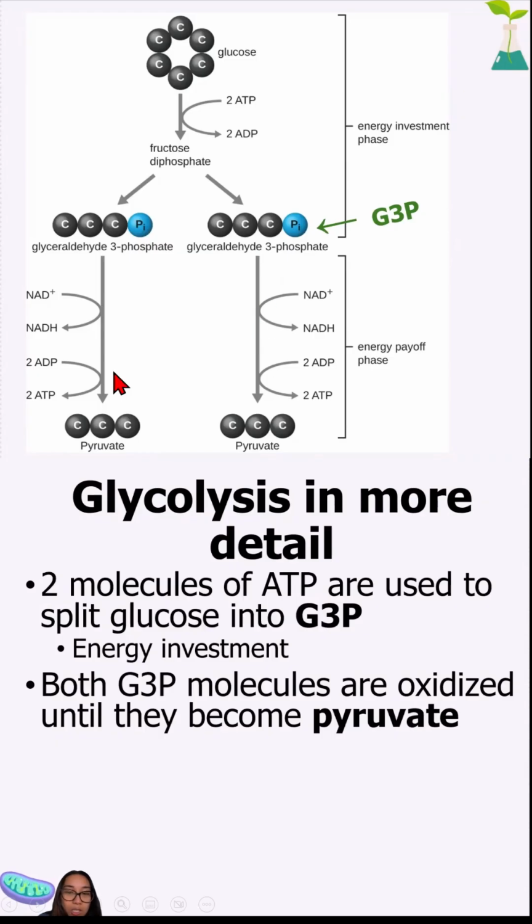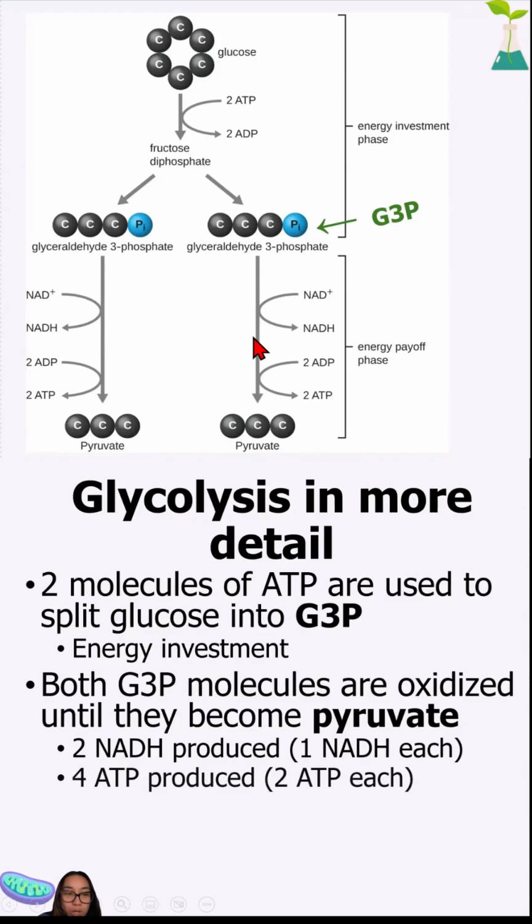I'm not going to go into that much detail, but they basically get oxidized, and they will eventually become pyruvate at the end. Now, during this process, we're going to be producing 2 NADHs, one each. So one on this side and one on this side, so 2 total. We're going to be producing 4 ATP, 2 over here and 2 over here, so 4 total.